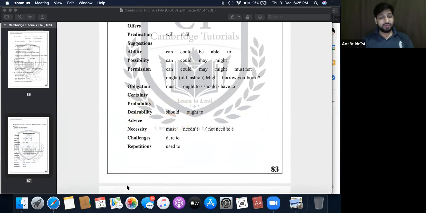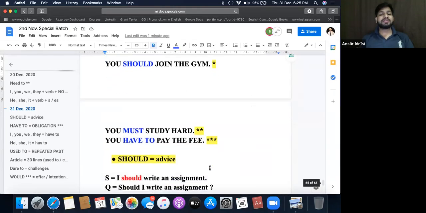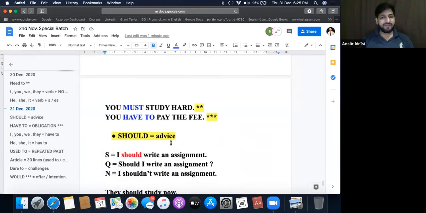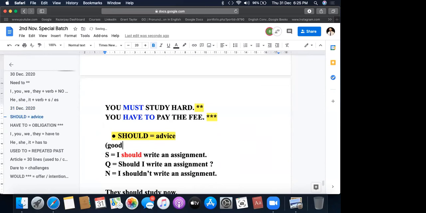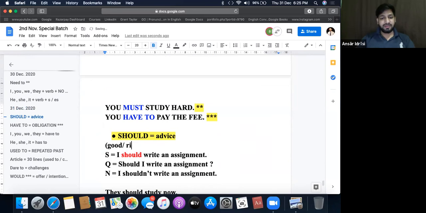अब should को कैसे use करना है? When do we use should and how do we use should in English? We are using should when something is a good thing, when something is the right thing. We are using should for advice. When something is good and when something is right, we use should.